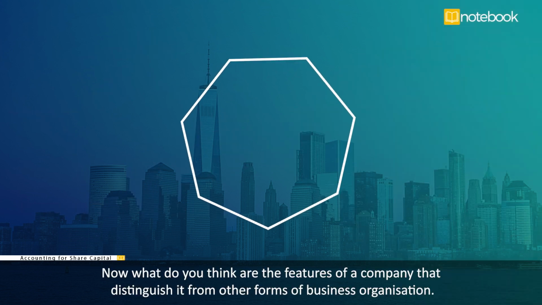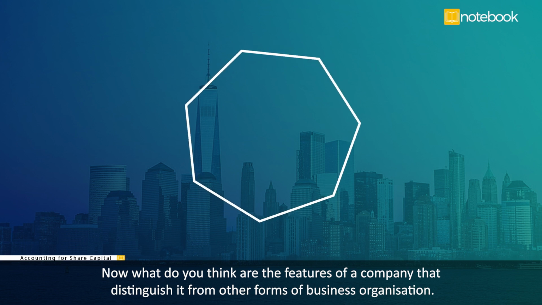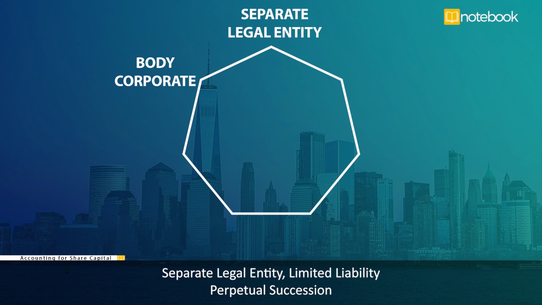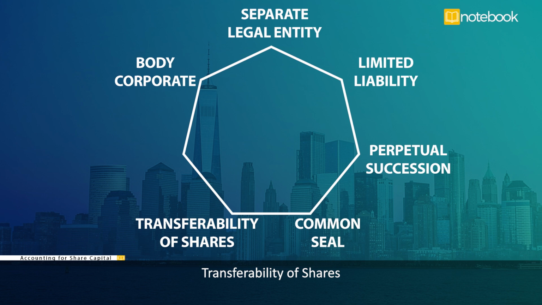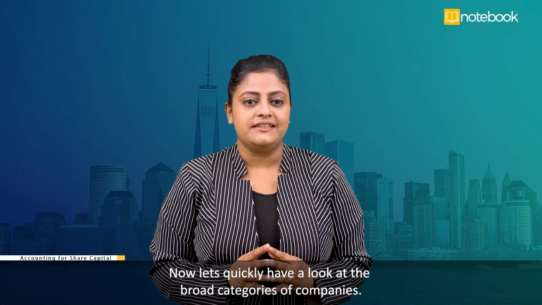Now, what do you think are the features of a company that distinguish it from other forms of business organization? Let's see. Body corporate, separate legal entity, limited liability, perpetual succession, common seal, transferability of shares, can sue or be sued. Now, let's quickly have a look at the broad categories of companies.